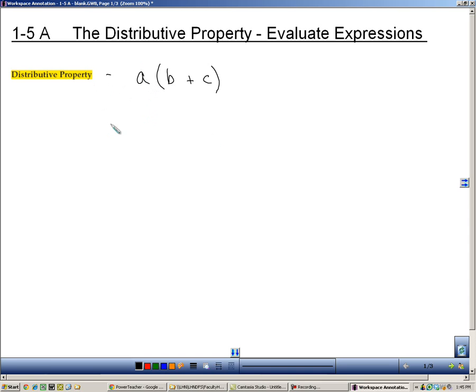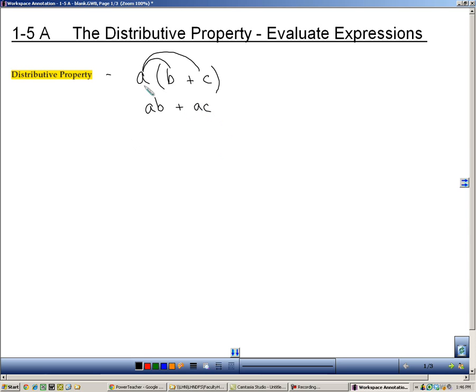And what the distributive property says is I can take the value that's on the outside, and since this is being multiplied by the quantity B plus C, I can take the A and sort of pass it out. I can distribute it, and I can multiply it by all the pieces inside the parentheses. So what we're going to do, and I draw the lines here to help me remember, is we're going to multiply the A times B, and then we're also going to multiply the A times C. And that's what the distributive property says.